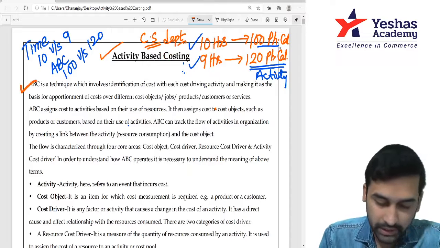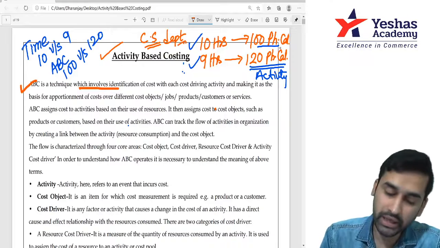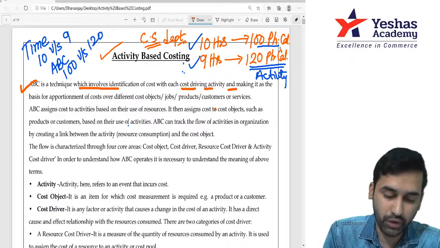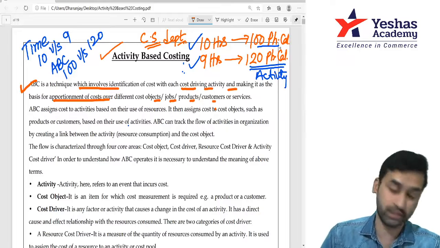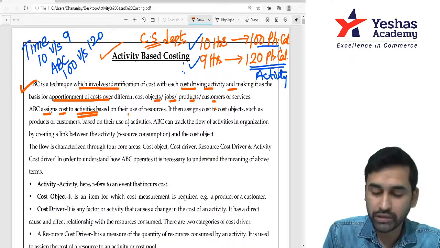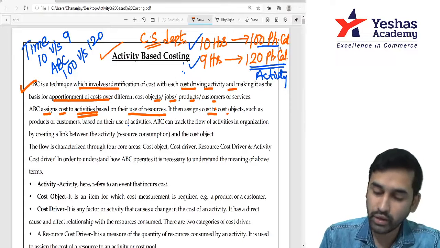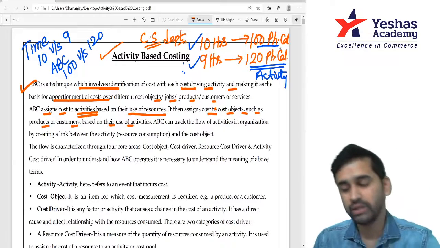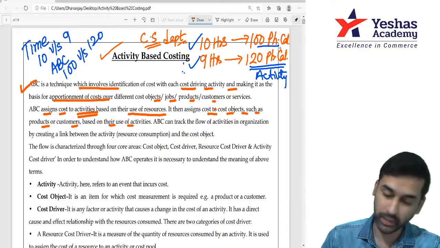ABC technique, which involves identification of cost with each cost driving activity and making it as the basis for apportionment of cost over different objects, jobs, products. ABC will assign the cost to activity based on the use of resources. It then assigns cost to cost objects such as product or customer, etc. based on the activities. Once I start solving the problem, you will understand this theory as well.